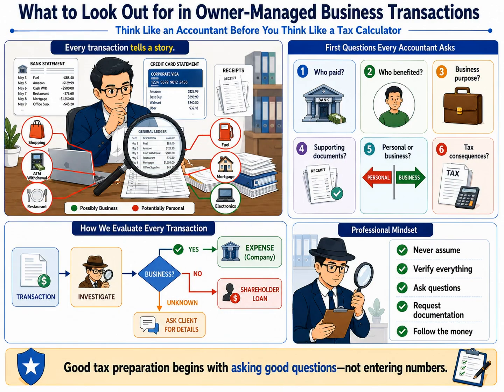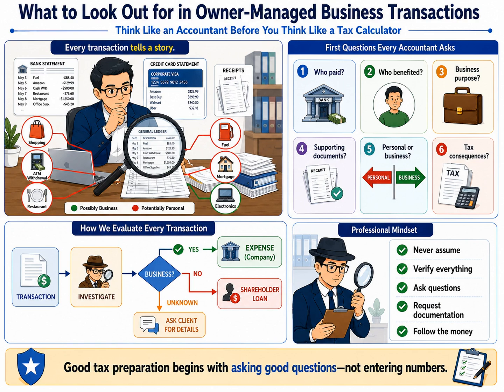When reviewing the accounting records of an owner-managed business, every transaction deserves your attention because every transaction tells a story. Your objective is not simply to determine whether money was spent. Your objective is to understand why it was spent, who benefited from it, and how it should be treated for tax purposes. Experienced accountants never begin by calculating tax.